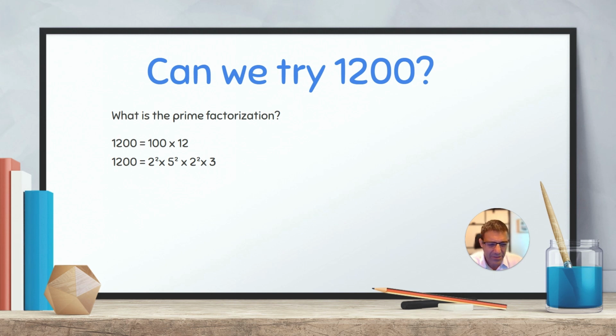And so now we can add the 2s together following exponent rules, and we can say that we have 2 to the power 4. For the 3s, we'll have 3 to the power 1, and then for the 5s, we're going to have 5 squared. Notice I've put the exponents in red for you because if you remember the formula, we're going to take the exponents, we're going to add 1 to each one of them, and then we're going to multiply that by each other.